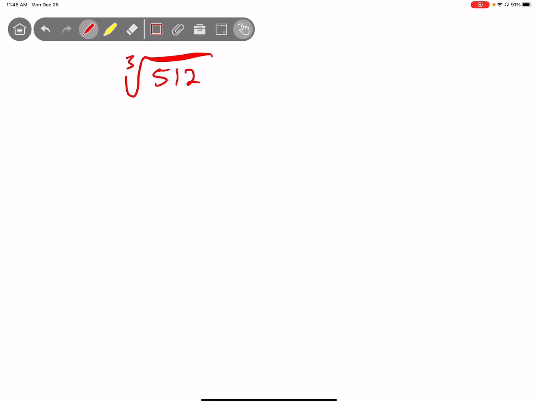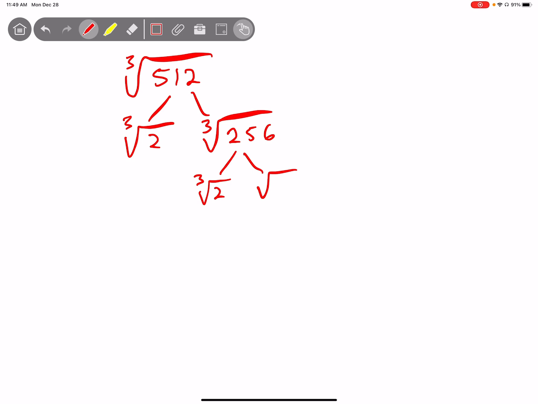All right, so if I break down the cube root of 512, let's go with the cube root of 2. 512, we've already done this, right? So 512 can be broken down into cube root of 2 and cube root of 256. Cube root of 2, 2 is a prime number. I cannot go any further with that. However, 256 is not. I can break that down. The cube root of 256 can be broken down into cube root of 2 times the cube root of 128.